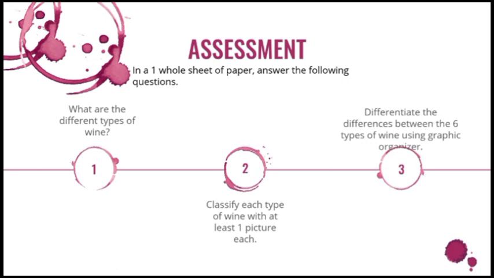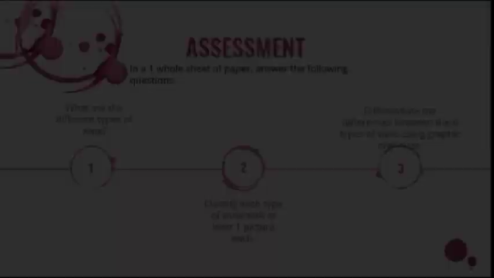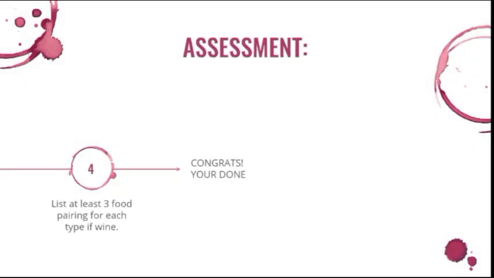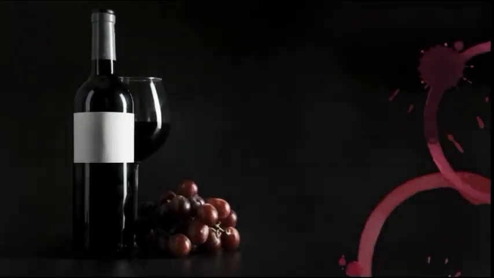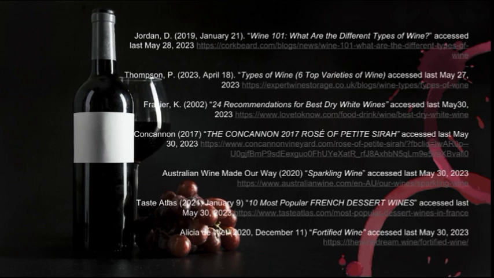2. Classify each type of wine with at least one picture each. 3. Differentiate the six types of wine using a graphic organizer. 4. List at least 3 food pairings for each type of wine. And here are the references for today's lesson.